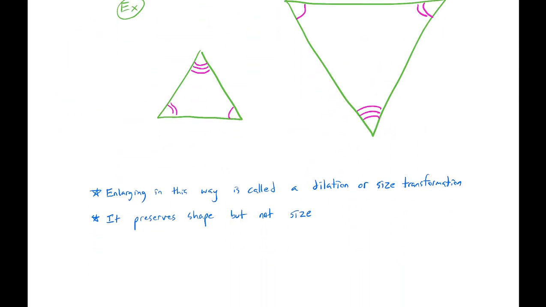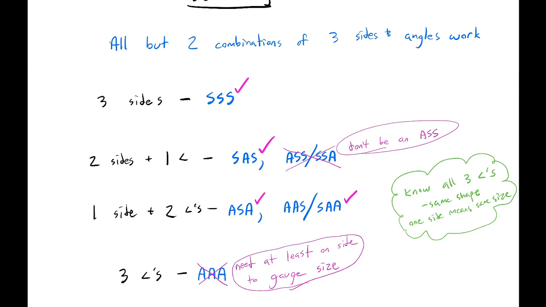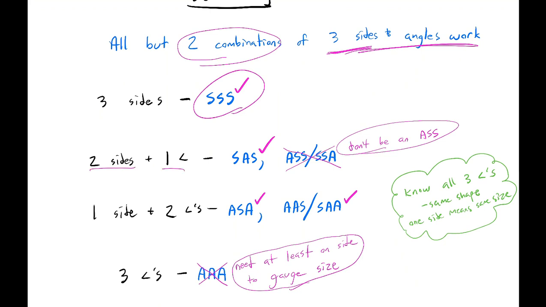Okay, so let's just summarize them all really quick. So in summary, pretty much every combination works out of 3 facts. So all but 2 combinations of 3 sides and angles work. So for example, out of the 3 facts, if they're all 3 sides, check, it works. SSS, we're good to go. What if instead of 3 sides, we had 2 sides and 1 angle? Well, if the angle's between the 2 sides, we're good to go. SAS works. If the angle is not between the 2 sides, that's the ASS, or SSA, those are the same thing. So that one doesn't work, okay? And so it's easy to remember with the don't be an ASS. Like that's an easy one to remember.